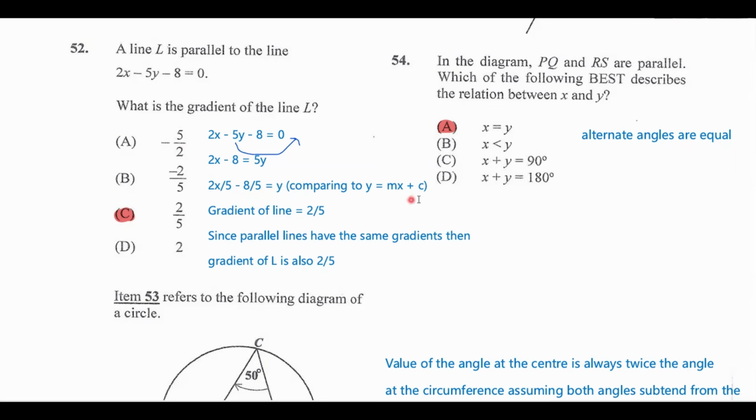And you're comparing this to y equals mx plus c, where the value in front of x will be your gradient. In this case, 2 on 5 is your gradient value. And parallel lines, we all know, have the same gradient. So the gradient of L, which we're saying here is parallel, will also be 2 on 5.